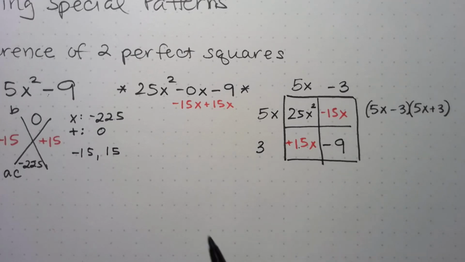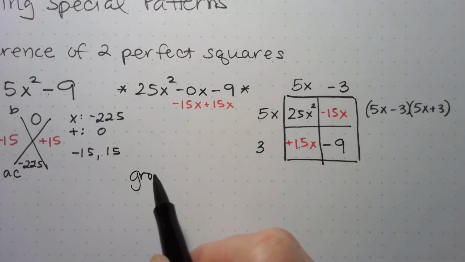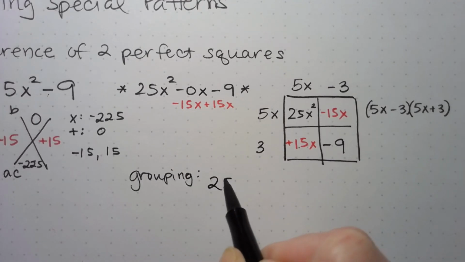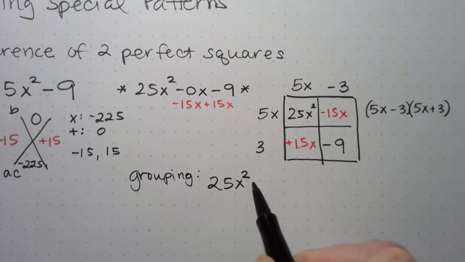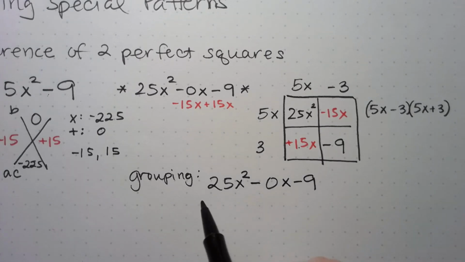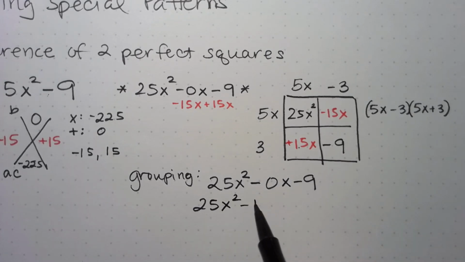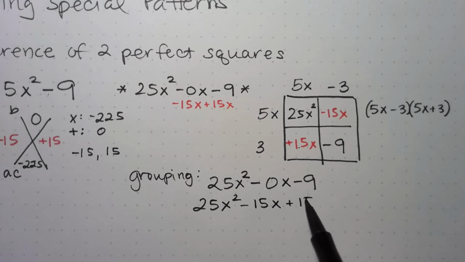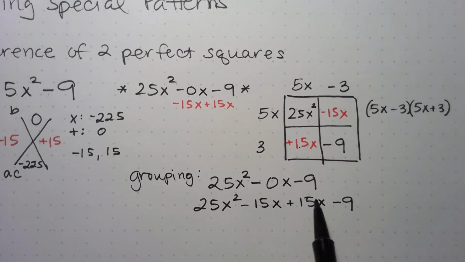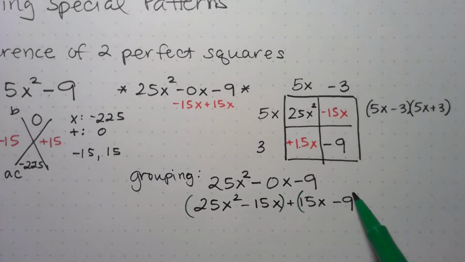Now if we want to try the grouping method, we've got 25x squared minus 0x minus 9 is going to become 25x squared minus 15x plus 15x minus 9. And on a side note, it does not matter what order I do here. I could have said positive 15x minus 15x. It doesn't matter.